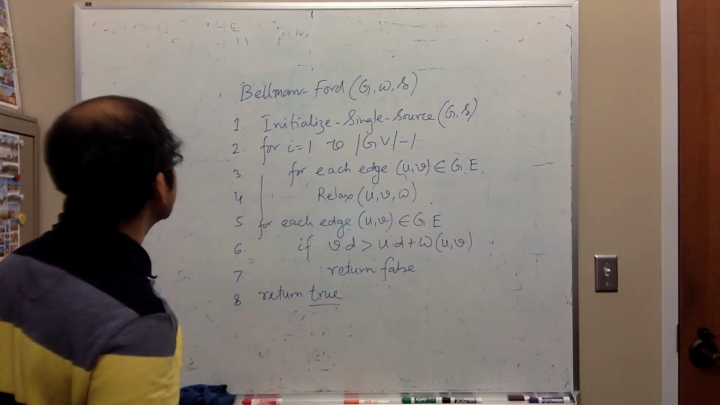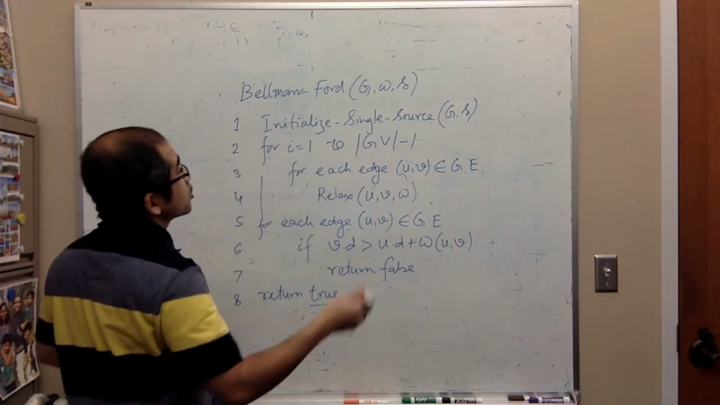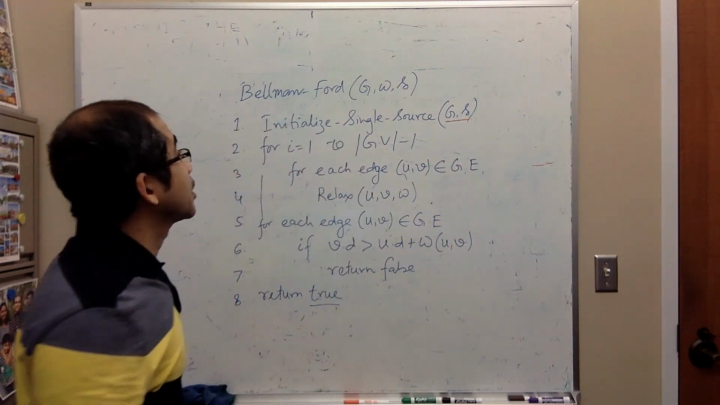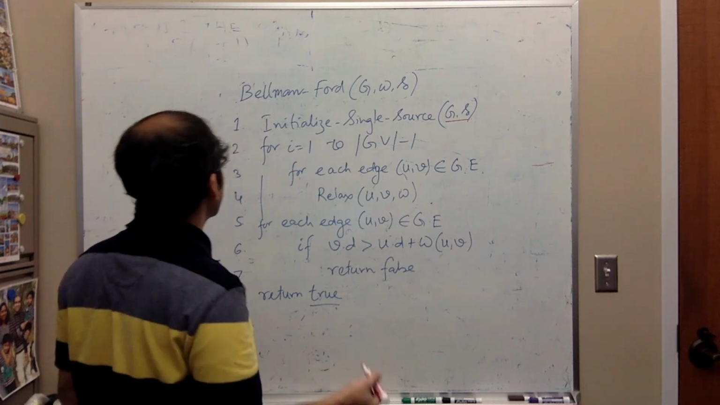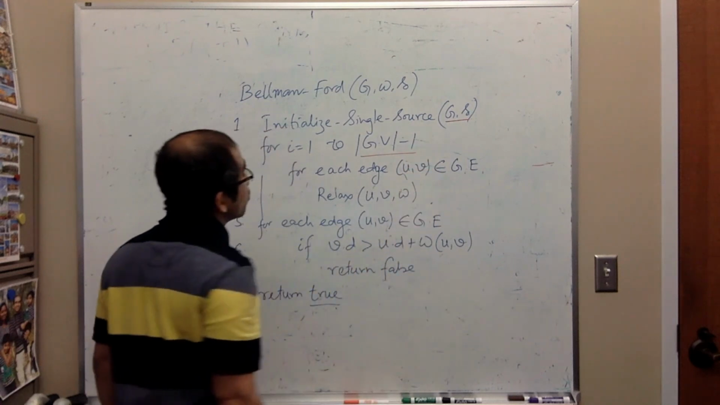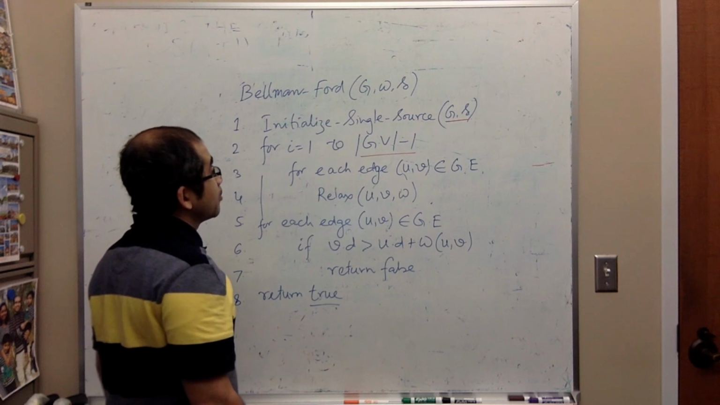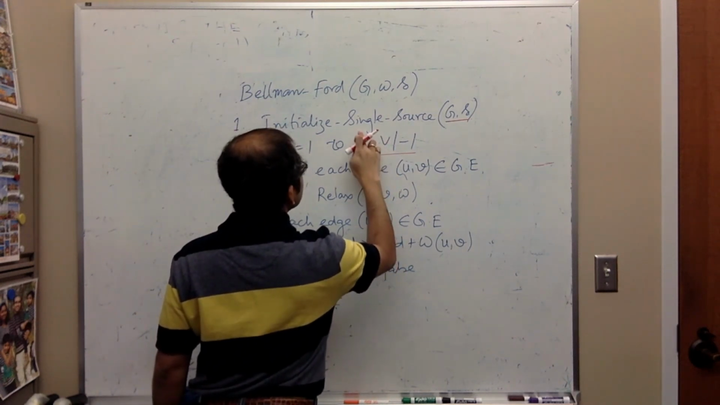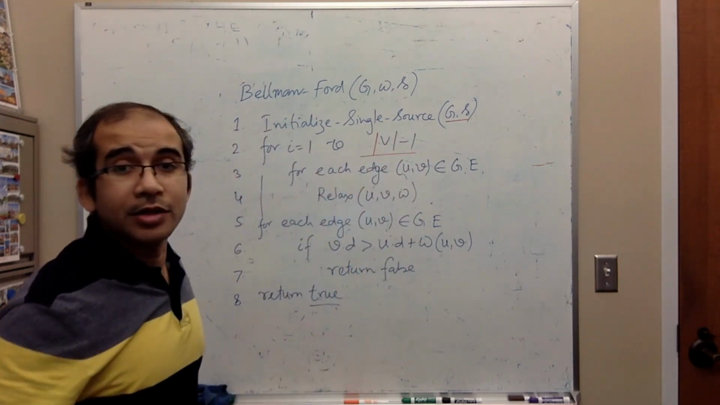Okay, so what does it do? It initializes single source shortest path. As I said, S is the starting vertex with zero distance estimate, and all other vertices have infinity distance estimate. For i equal to 1 to G.V minus 1. So what is G.V minus 1? Just forget the G, and just say V minus 1, from i equal to 1 to V minus 1.